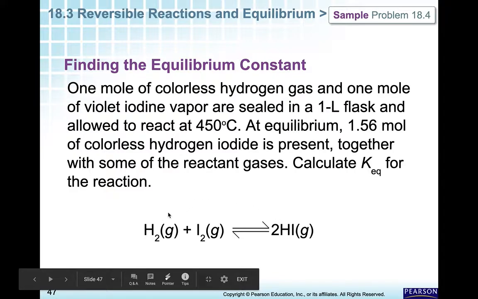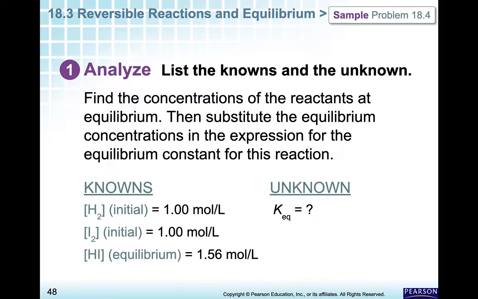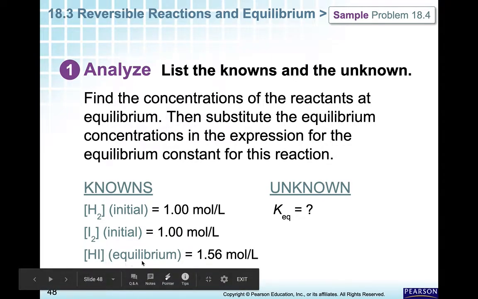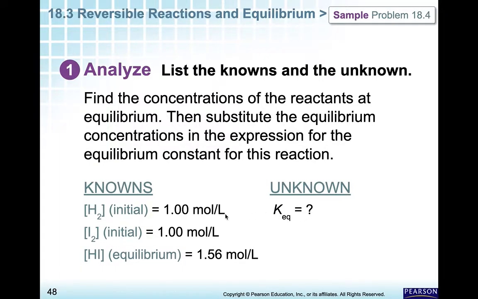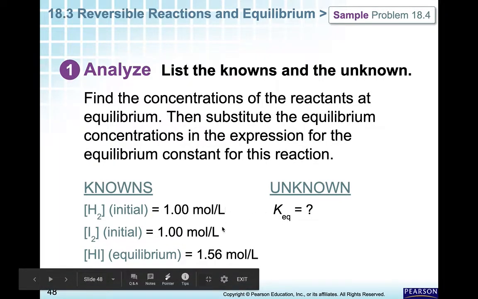We're not sure just yet how much of this we have, but we can reason it out. So let's write down the things that we do know. Like I said, we know our equilibrium concentration of product. So we've got a starting point. And we know how much of this we initially started with. To figure out KEQ, we'll have to know how much of this is left at equilibrium.